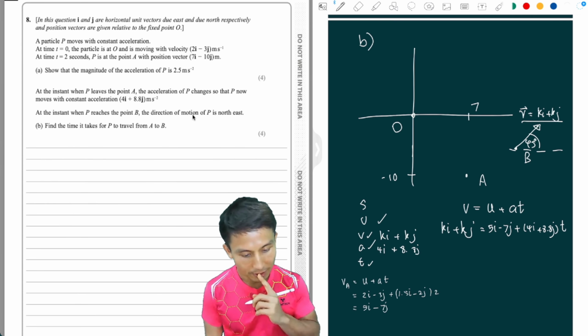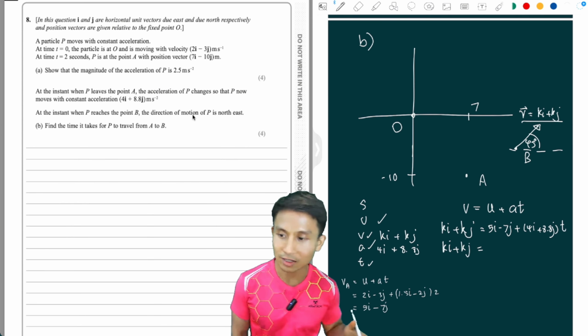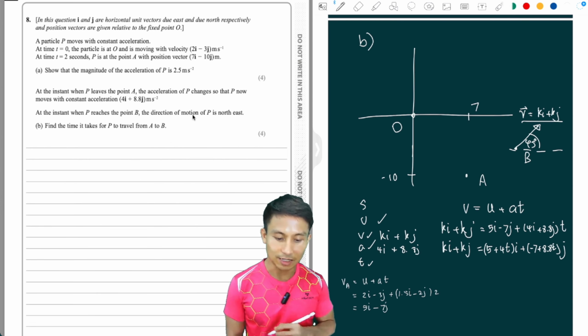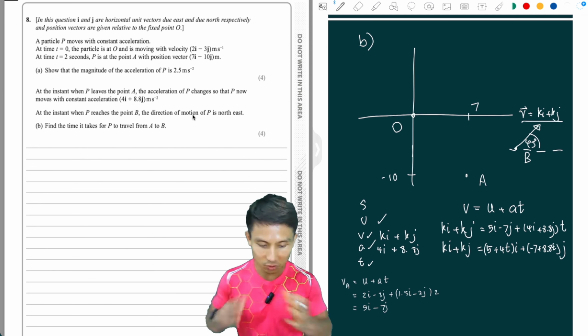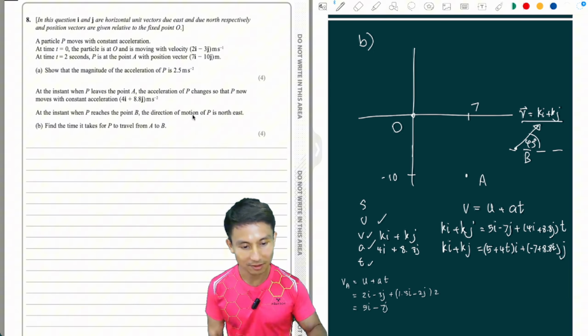Okay, so if we simplify the algebra here, separating the i and the j components, we get 5 plus 4t for the i component, and then minus 7 plus 8.8t for the j component. It is easier to see it this way, right? Because you separate the i and the j components. They are the basis vectors, okay?